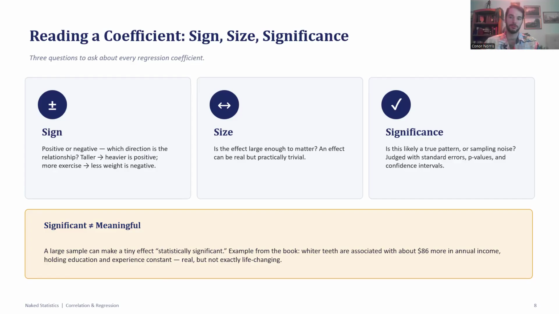But you have to be careful. Statistical significance doesn't always mean practically important. So the book gives a memorable example. Whiter teeth might be associated with $86 more in annual income, and that result could be statistically significant with a huge sample. But $86 a year is not exactly life-changing.